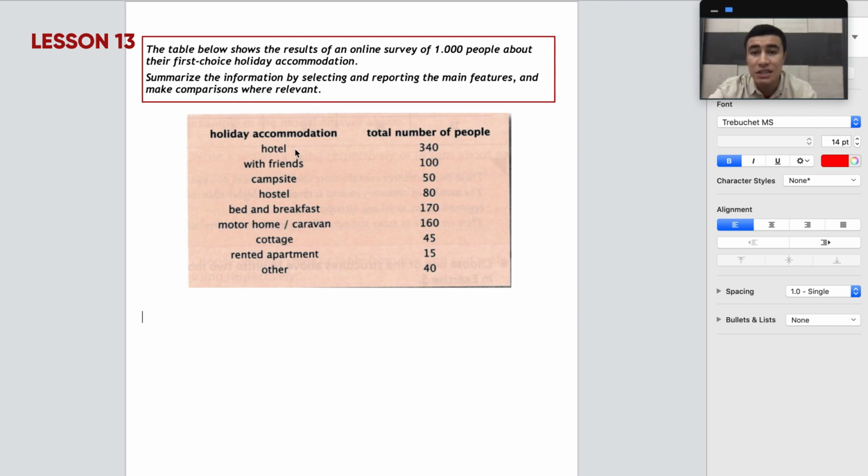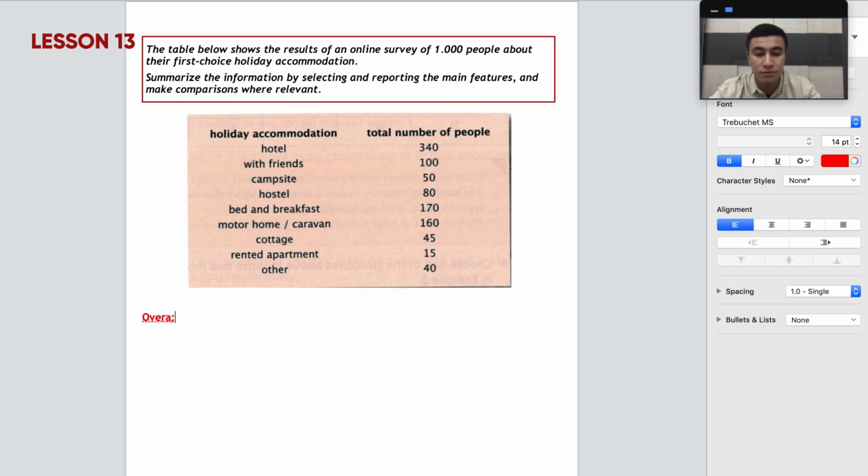So holiday accommodation: hotel, with friends, campsite, hostel, bed and breakfast, motorhome or caravan, cottage, rented apartment, and others. So total number of people voted. Hotel 340 votes. So this is the highest number of votes here. Then we have bed and breakfast, motorhome, then with friends. So if you remember, we should talk about, let's say, the highest number of votes here.